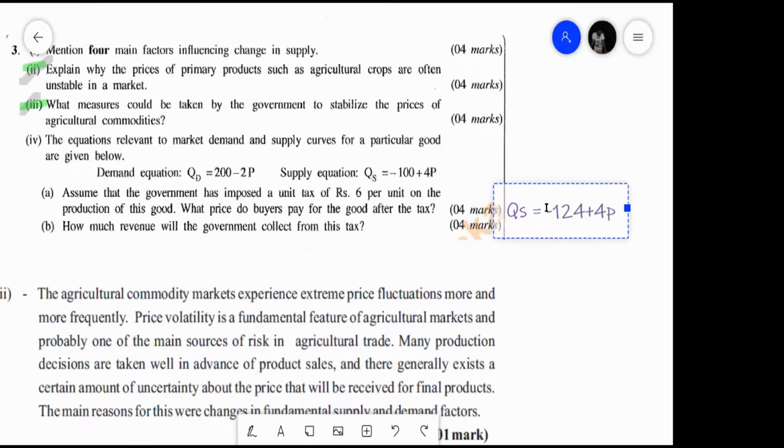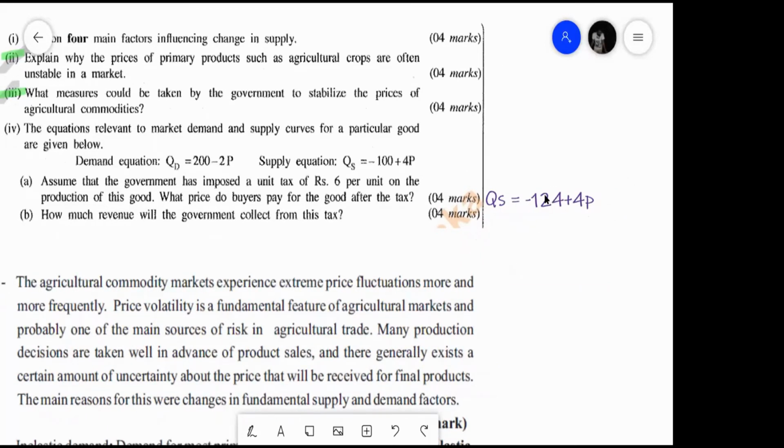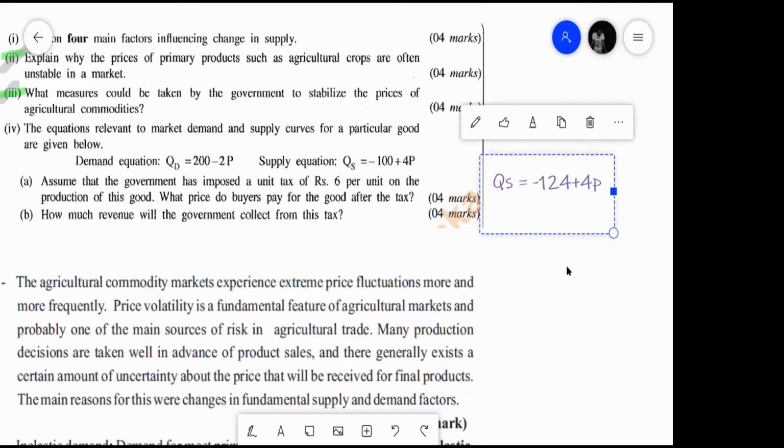Then when you equate minus 124 plus 4P with 200 minus 2P, how much do you get as the equilibrium price? They're asking what price do buyers pay for the good after tax? That is the equilibrium price. 56, 54. Okay, guys. I'm getting a lot of 56 and a lot of 54s. Okay, so 324 divided by 6, 54.33. Yeah. Okay, so equilibrium price is then 54.